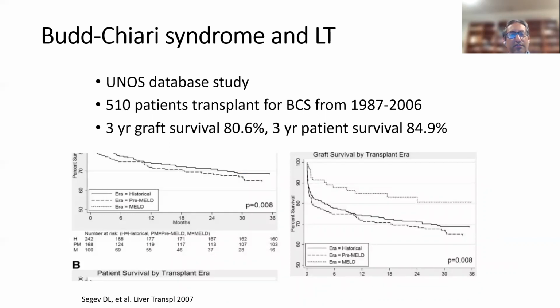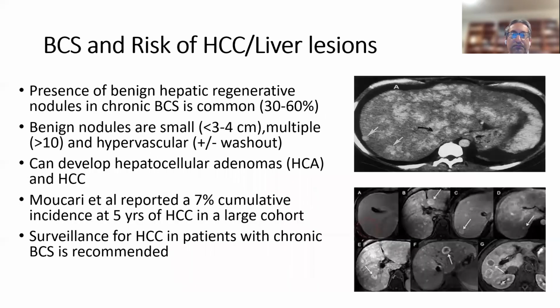This is an older study, but they looked at the UNOS data set with 510 patients for liver transplantation from 1987 to 2006. Three-year graft survival was 80% and 3-year patient survival was 85%. So these patients, if they need a liver transplant, also have good survival.